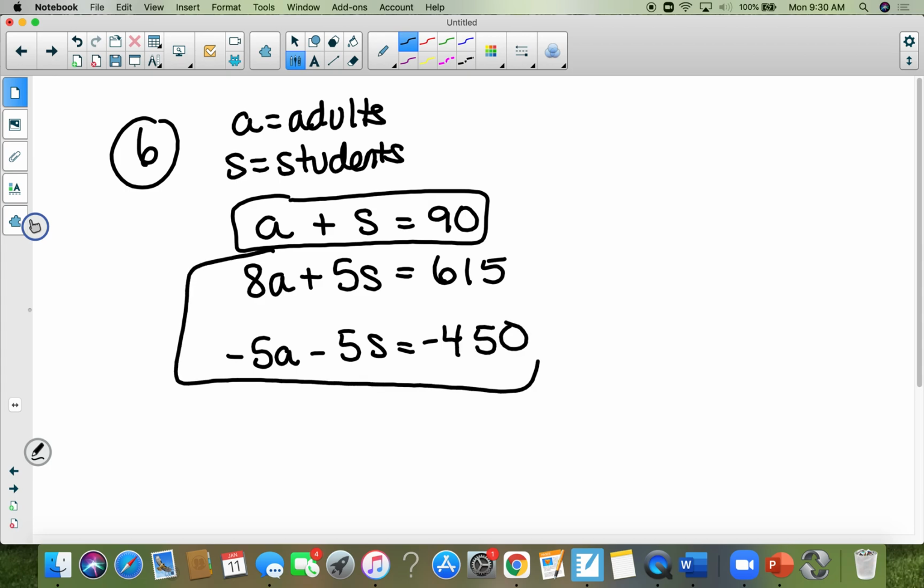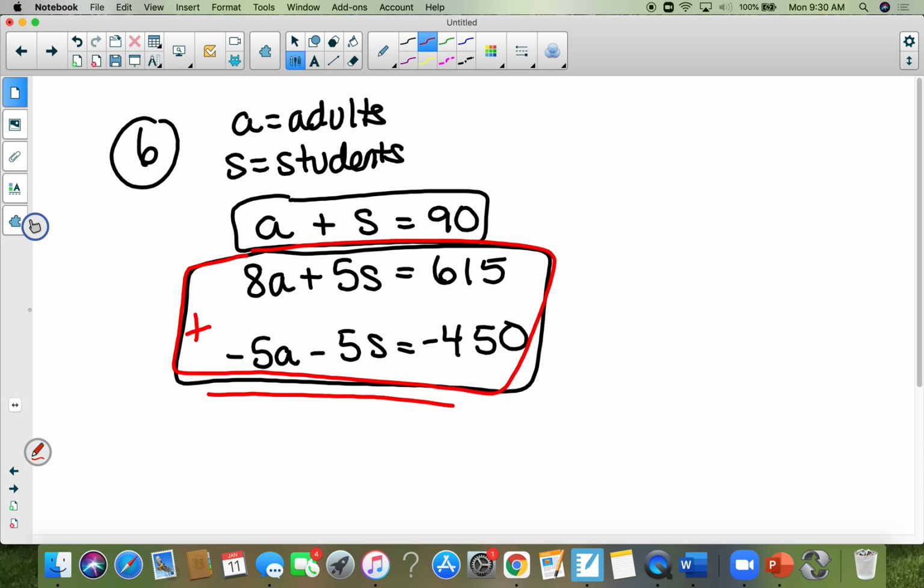I'm going to put these two together by adding. Draw a line. My S's cancel out. 3A is equal to 615 minus 450, which is 165. And then 165 divided by 3 is 55, which stands for adult tickets.